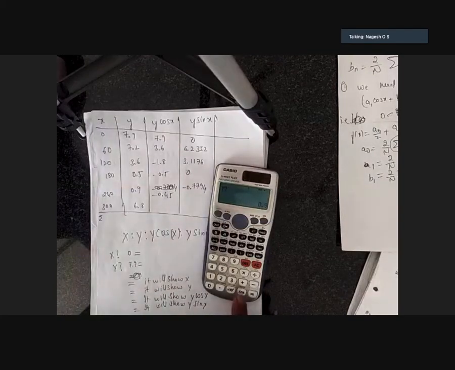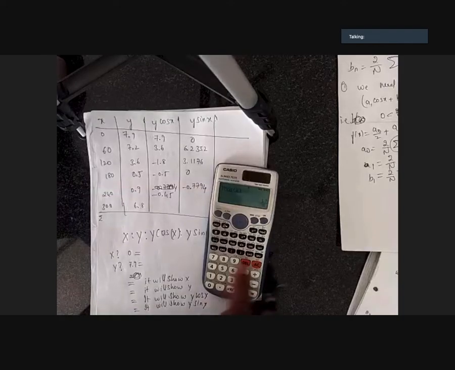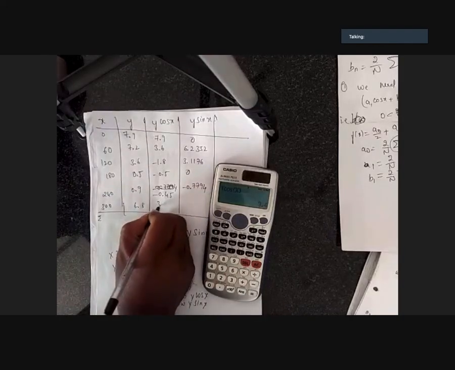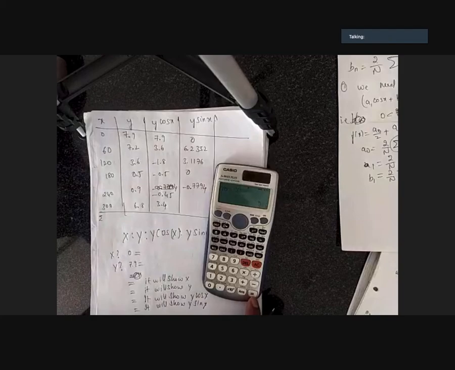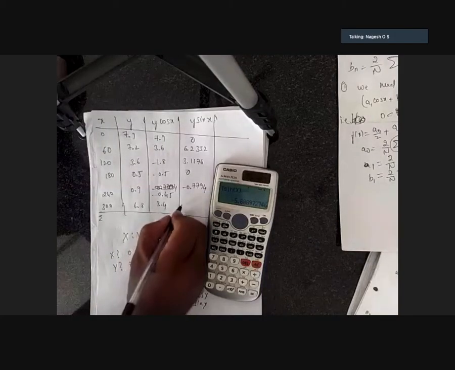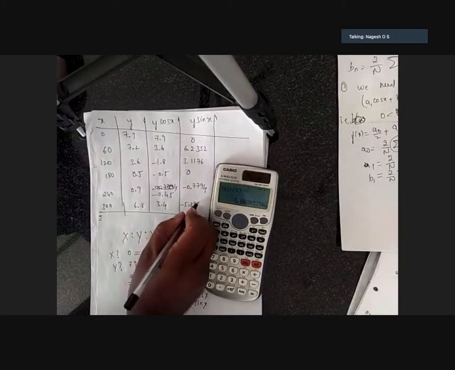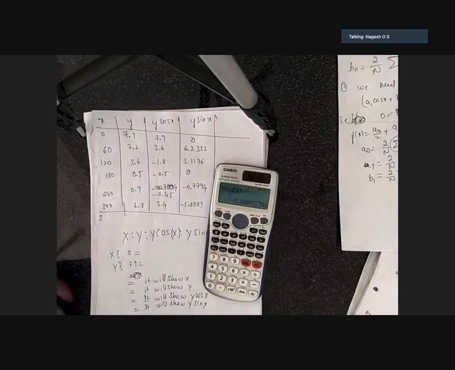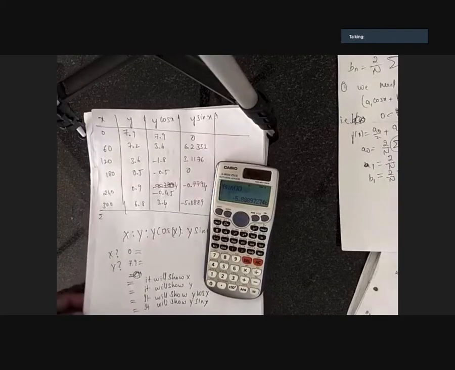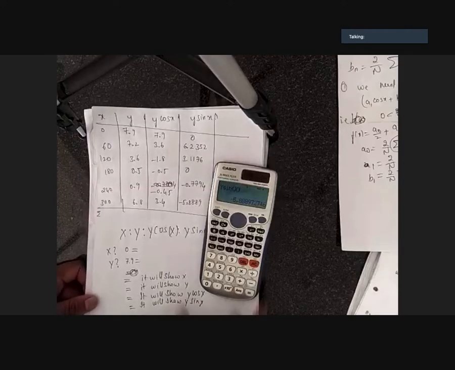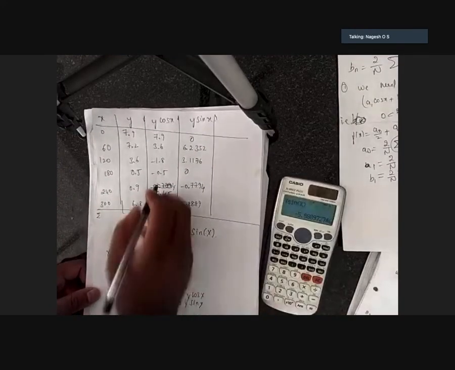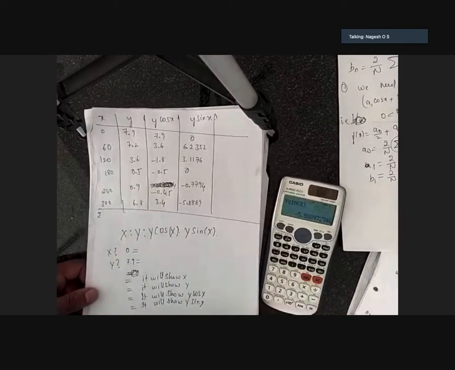Y question mark means 6.8. Y cos x is 3.4, and y sin x is minus 5.3.88889. Okay, these are the values for y, y cos x, y sin x.